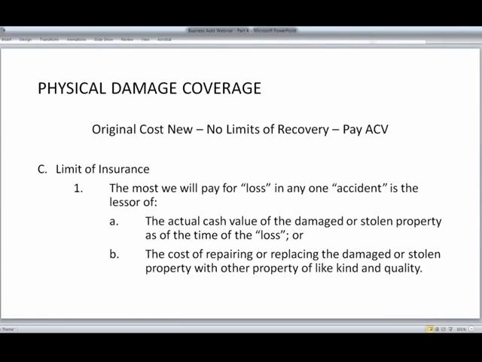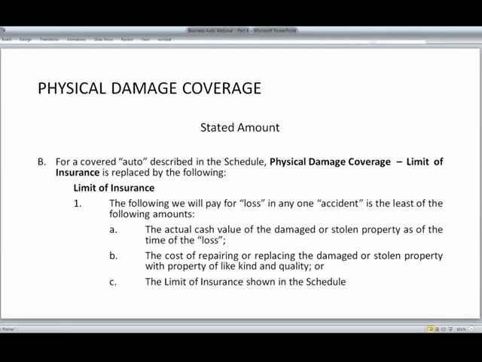Original cost new has this policy wording: the most we will pay for loss in any accident is the lesser of the actual cash value of the damaged or stolen property at the time of loss, or the cost of repairing or replacing the damaged or stolen property with property of like kind and quality. When we look at the stated amount wording, notice it has exactly the same wording in it: A, the actual cash value, and B, the cost of repair or replacement at time of loss. But then it adds C, the limit shown in the schedule. Above it says we will pay the least of the below. So we settle exactly the same, but then it's capped in stated amount.